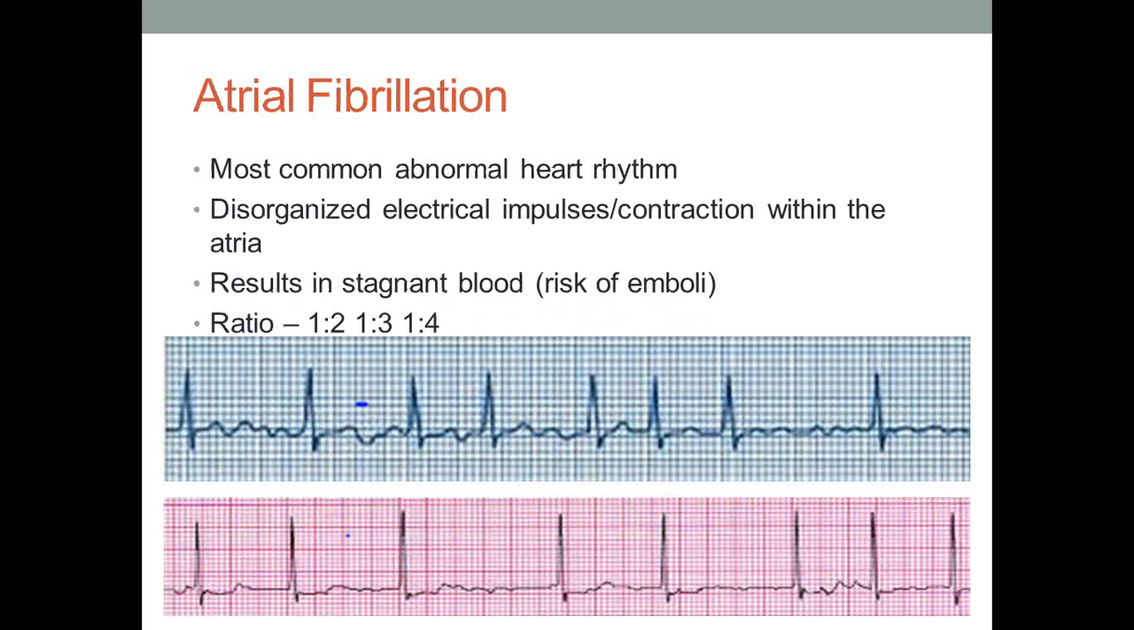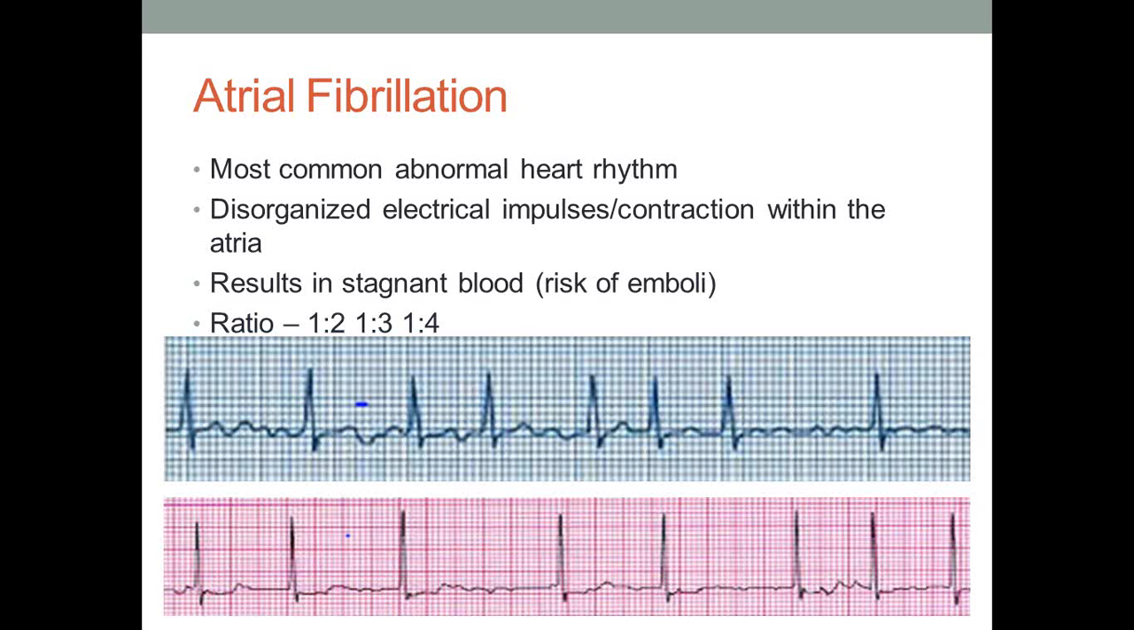All right, the next rhythm we're going to talk about is atrial fibrillation. So atrial fibrillation is a very, very common abnormal heart rhythm. You'll see this a lot in the elderly, maybe not so elderly population. It's sort of a disorganized rhythm within the atria. So the atria are contracting, but not regularly. So remember we talked about the regularity of automaticity? In this case, the heart is not beating very regularly. The atria are fluttering. Sorry, not fluttering, fibrillating.